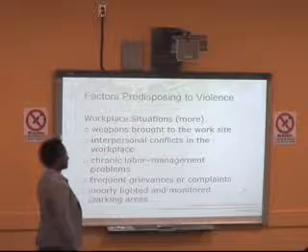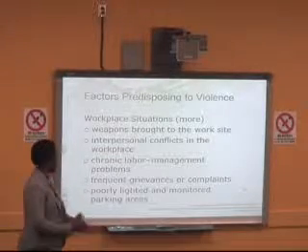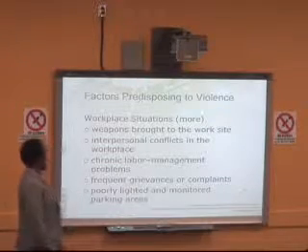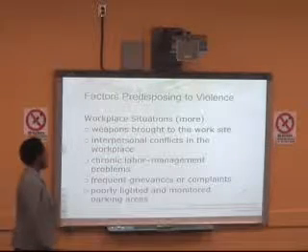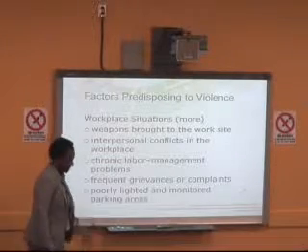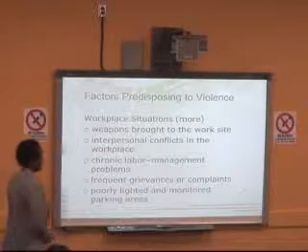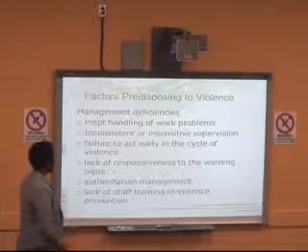People bring weapons into work sometimes. Maybe there are conflicts going on between employees in the workplace. Maybe there are labor management problems, grievances or complaints that aren't being answered. Or again, going back to working at night, maybe there's just poor lighting in the parking lot, or maybe the areas aren't monitored like they need to be.